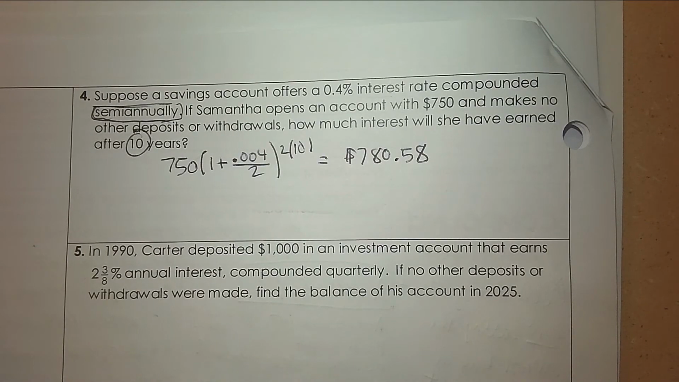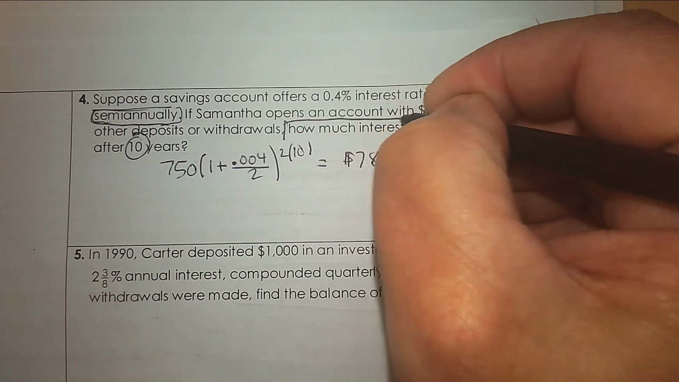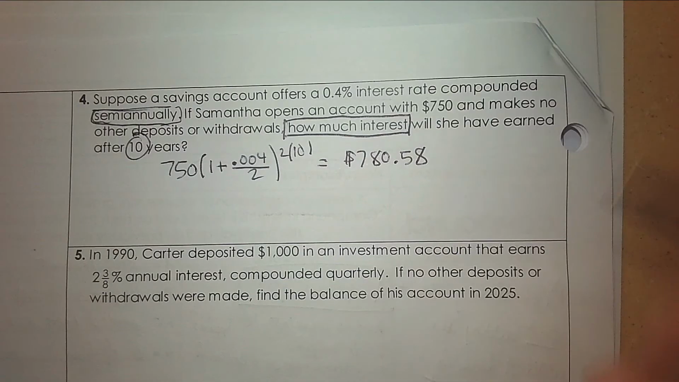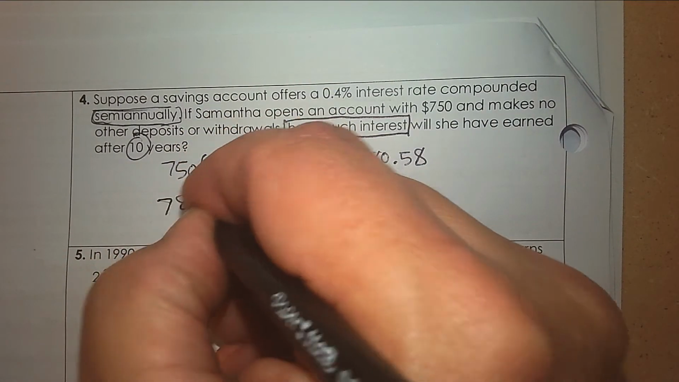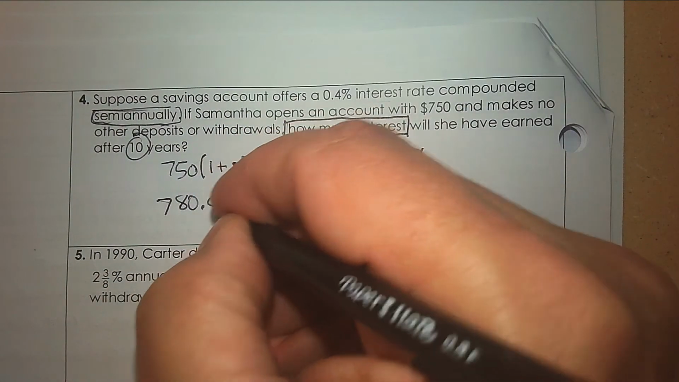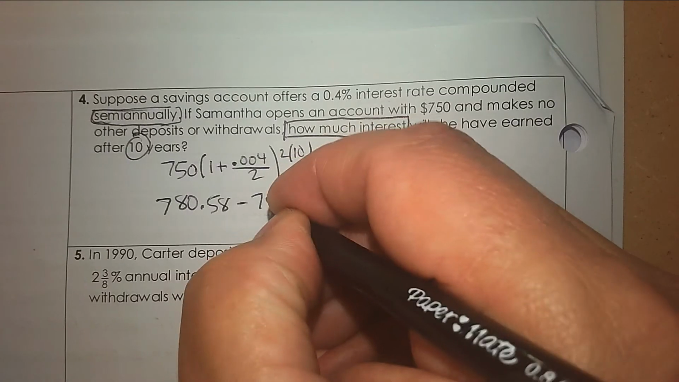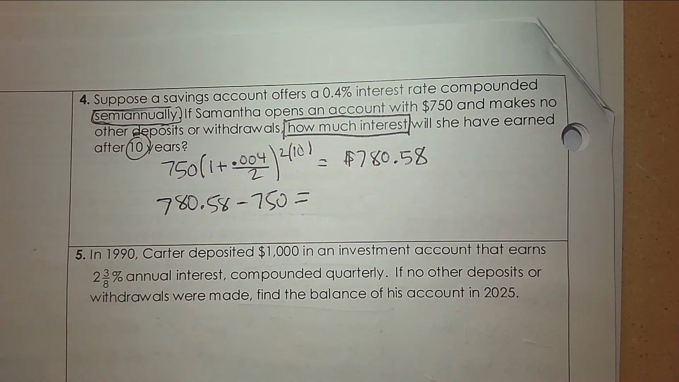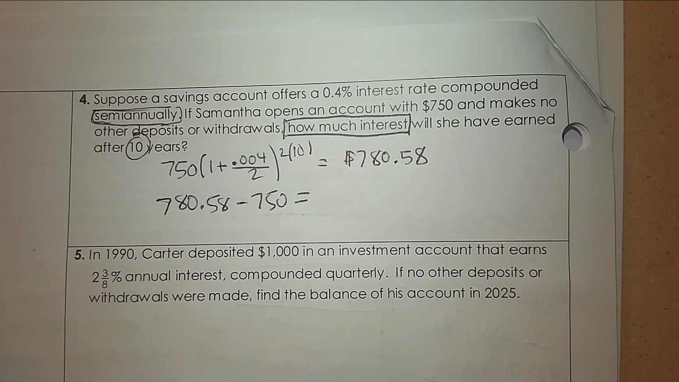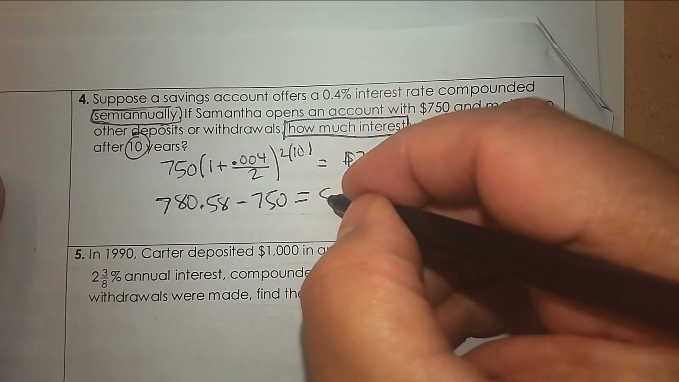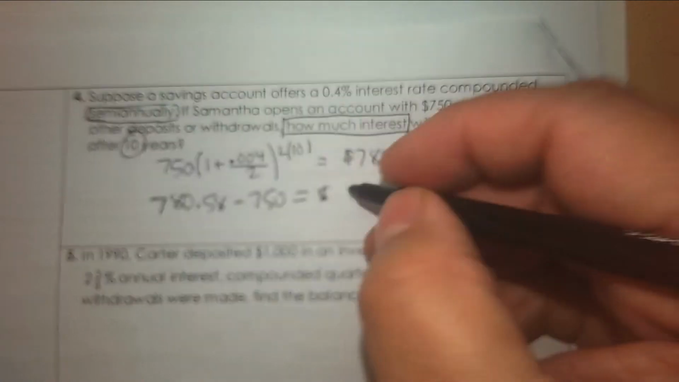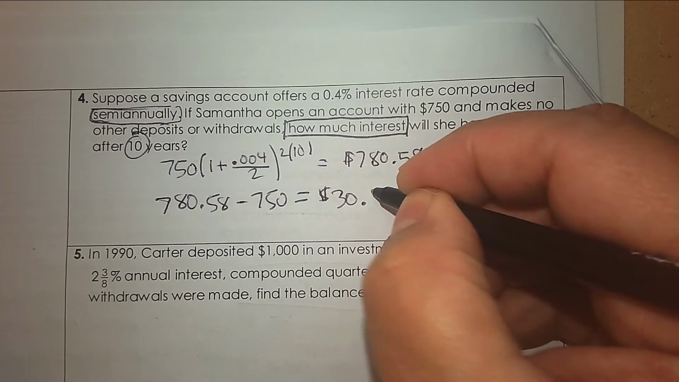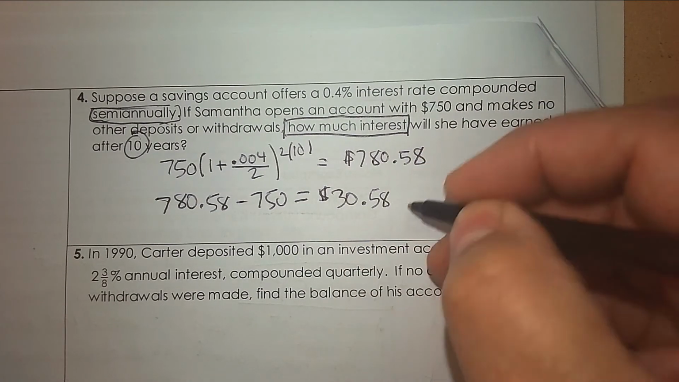Instead, it asks how much interest. So, what did we end with? What did we start with? And if I subtract them, what's left over is just the interest. So over 10 years, the interest was $30.58 in interest only.